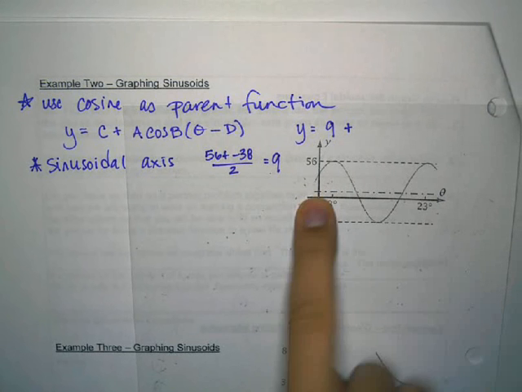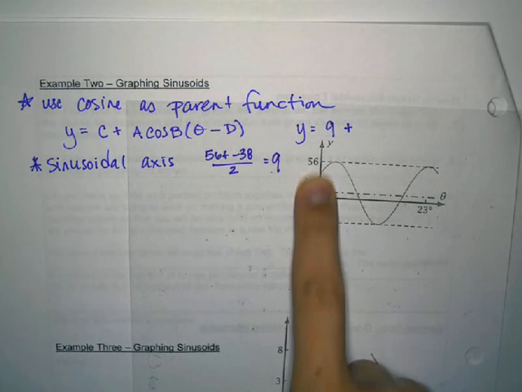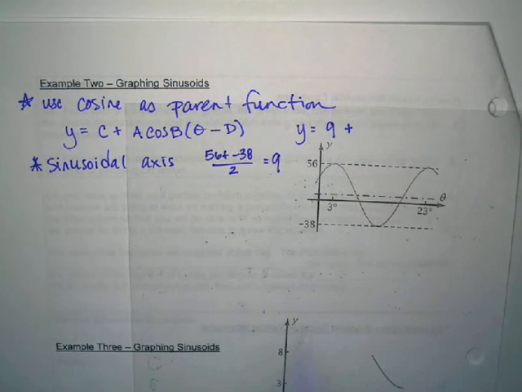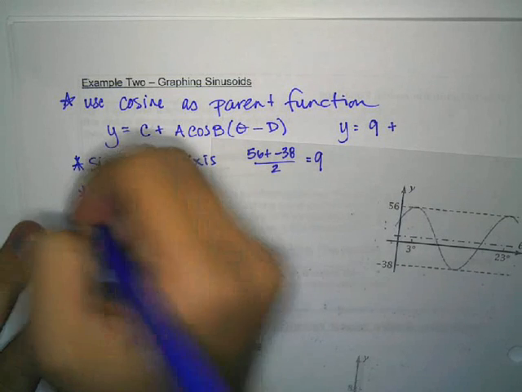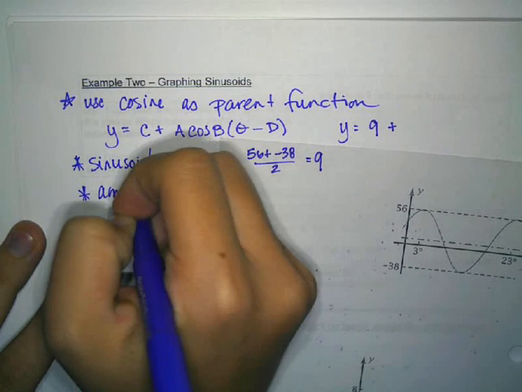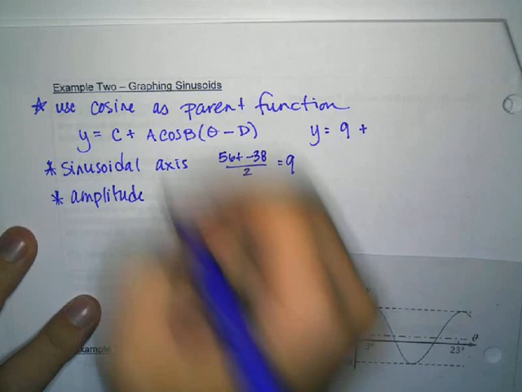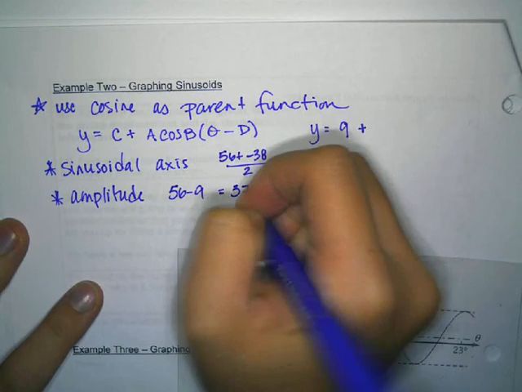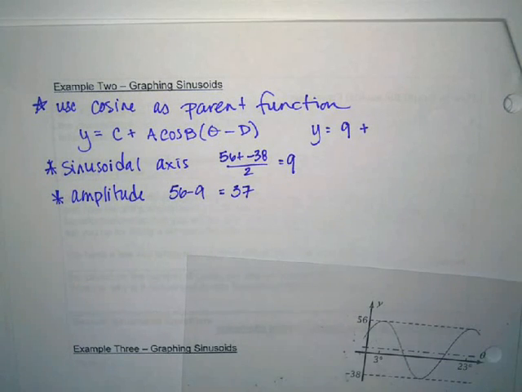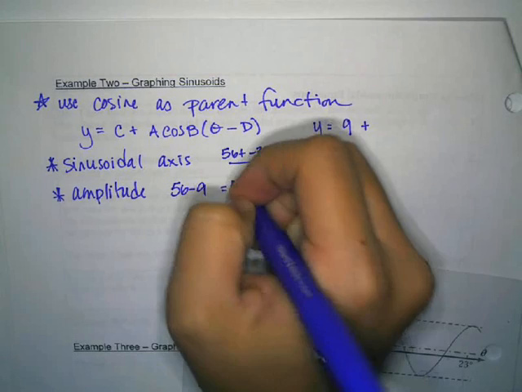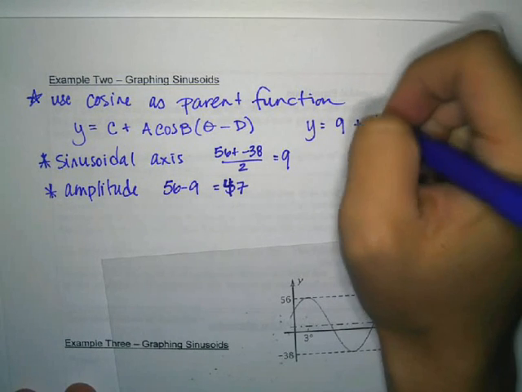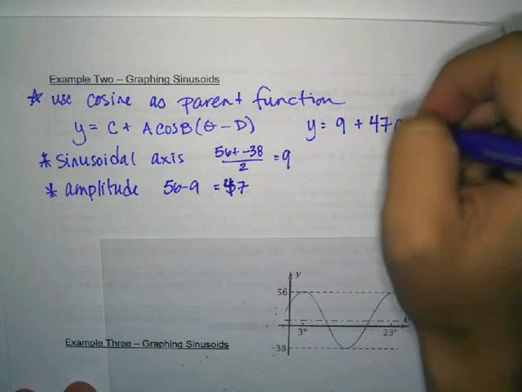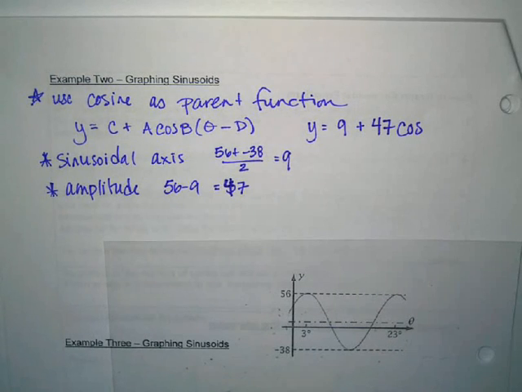So if this is 9, how do I find the space between 56 and 9? Subtract them. Okay, so what's 56 minus 9? 7. Yes. Okay, so amplitude. We're going to take 56 and subtract 9 to get, what did you say, 37? Or 47? 47. Okay, so that's going to be my amplitude. We're using cosine as my parent function, so that stays cosine.